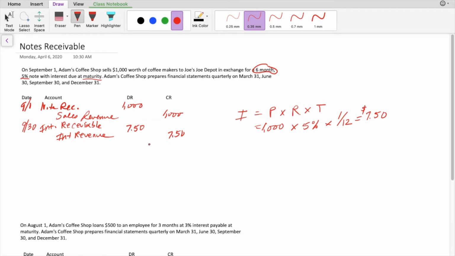So, after the 1 month has gone by, I have to prepare my financial statements, and if I don't have my interest receivable on there or my interest revenue on there, my financial statements are not going to be correct.